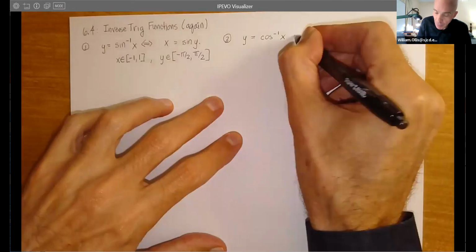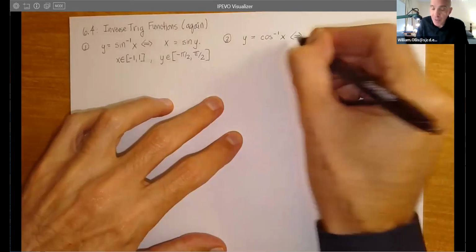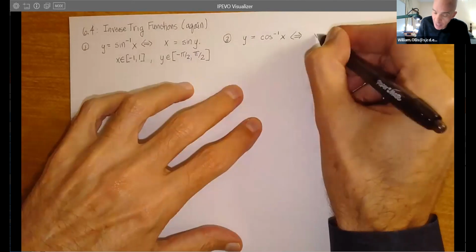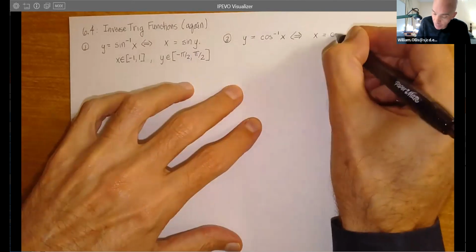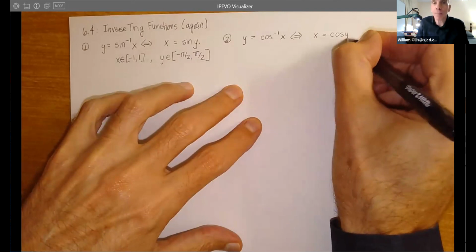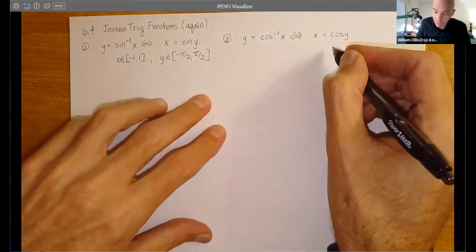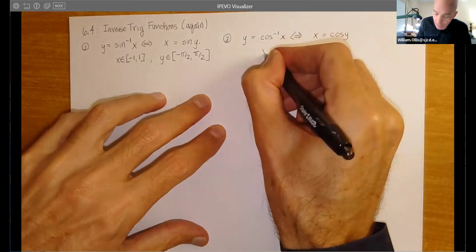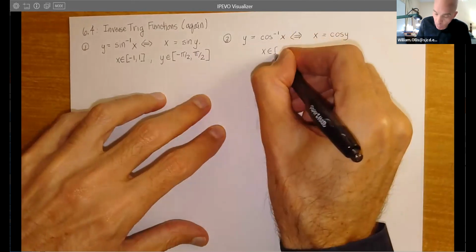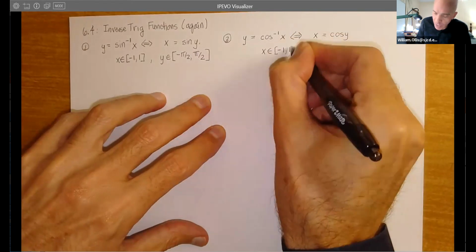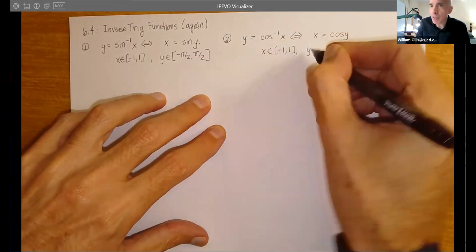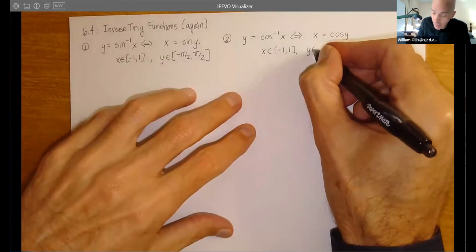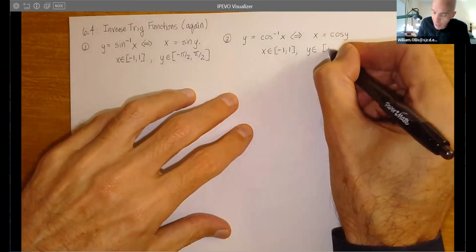So here, we'll say that y is equal to the inverse cosine of x if and only if x is equal to cosine of y, applying the cosine function to both sides and using the inverse equation. And then, of course, where does this make sense? Where x is between -1 and 1, and what is the output of the inverse cosine function? Well, by our construction, it lives between 0 and pi inclusive.